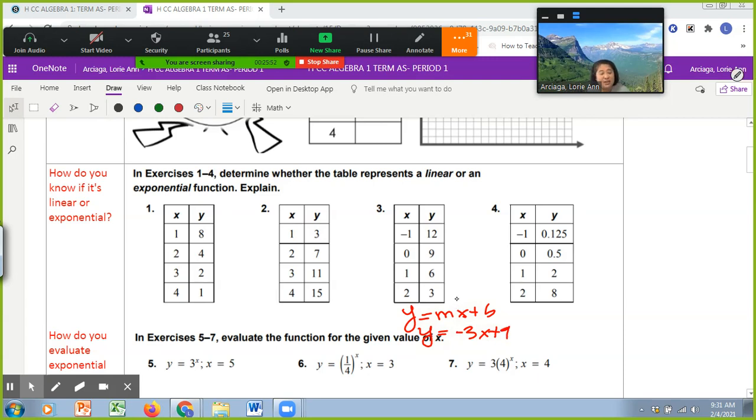Good job, Alyssa. So the slope is the change in y, which is negative 3, because it's going down, over positive 1. So negative 3 divided by 1 is negative 3. And remember your initial value is always the value of y when x is 0. Whether it's linear or exponential, that's how you find the initial value. Okay, let's go down a little bit.